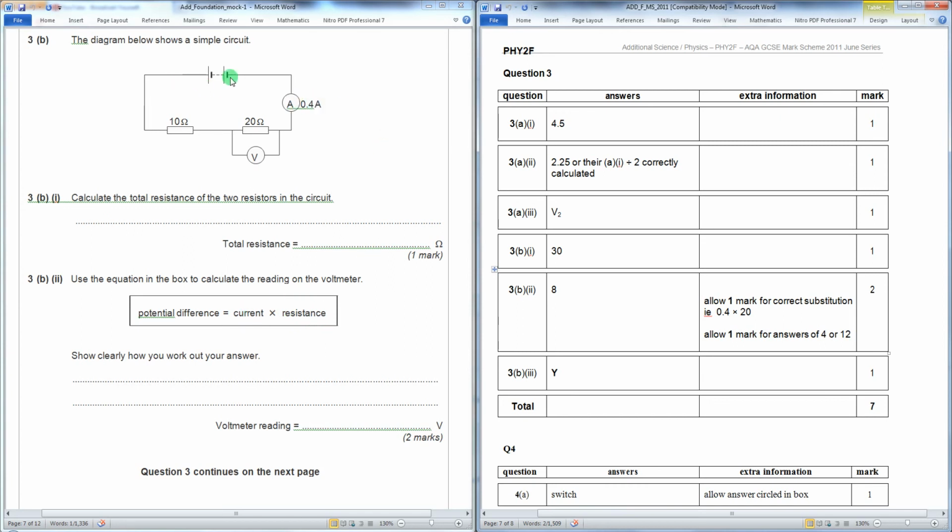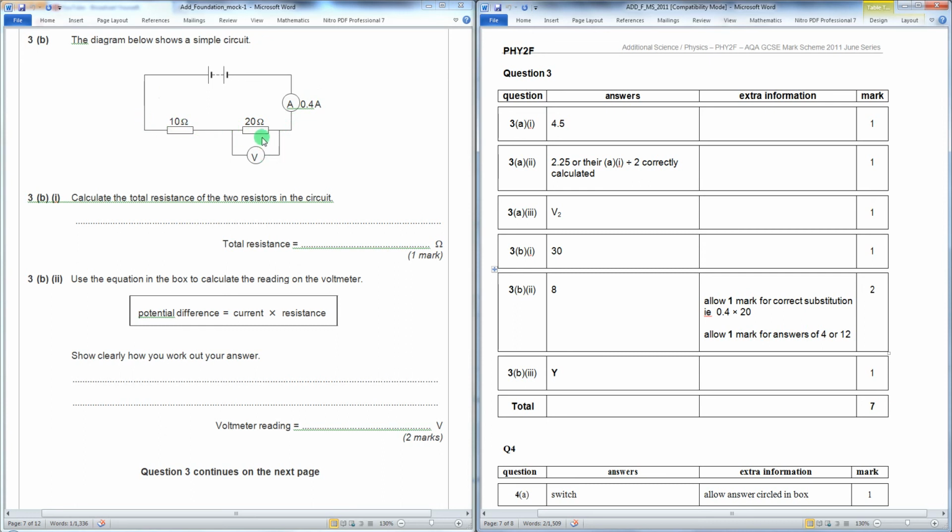Well, this is a series circuit. There's only one loop around. The voltmeter doesn't count as a loop, by the way. All it does is read the voltage. You can ignore it for the purposes of any current flowing down it because it has a very high resistance. So the current will flow through here. Now, there's only one way for it to flow, so if there's 0.4 amps here, it will be 0.4 amps everywhere in the circuit. Okay?